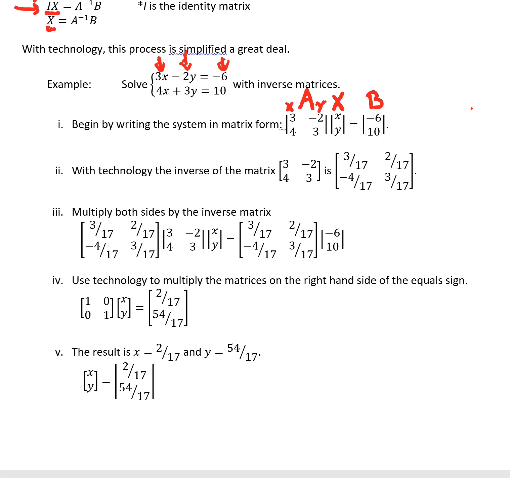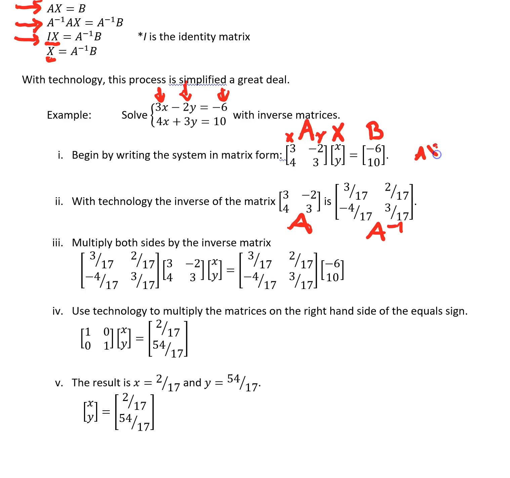Once that is set up, we need to calculate the inverse matrix of A. I did that with technology. We took A and with technology found the inverse matrix. To go back and solve my equation, AX equals B, I'm going to solve that by multiplying both sides of the equation by the inverse matrix. Okay, so here's my work for that. I have the inverse matrix of A being multiplied with A, and the inverse matrix of A being multiplied with B.